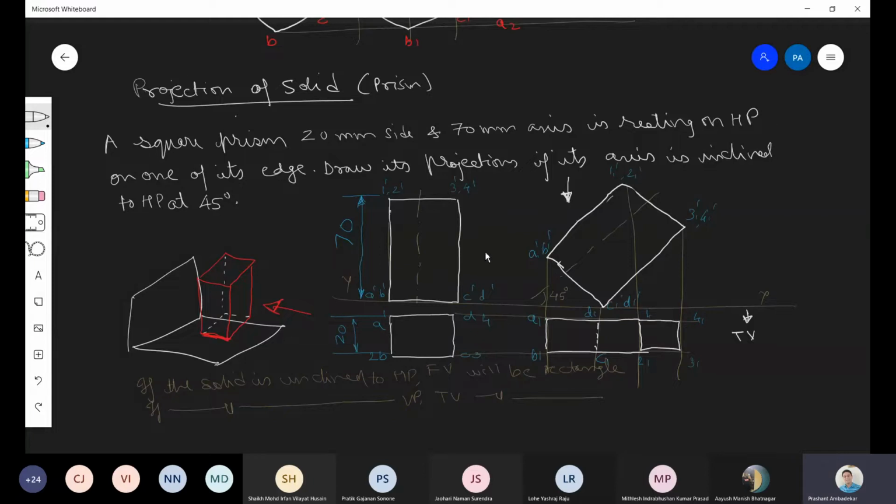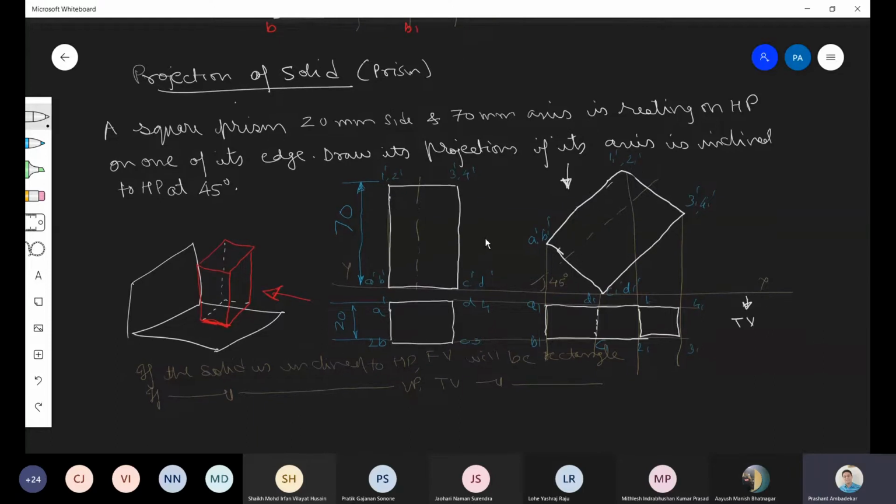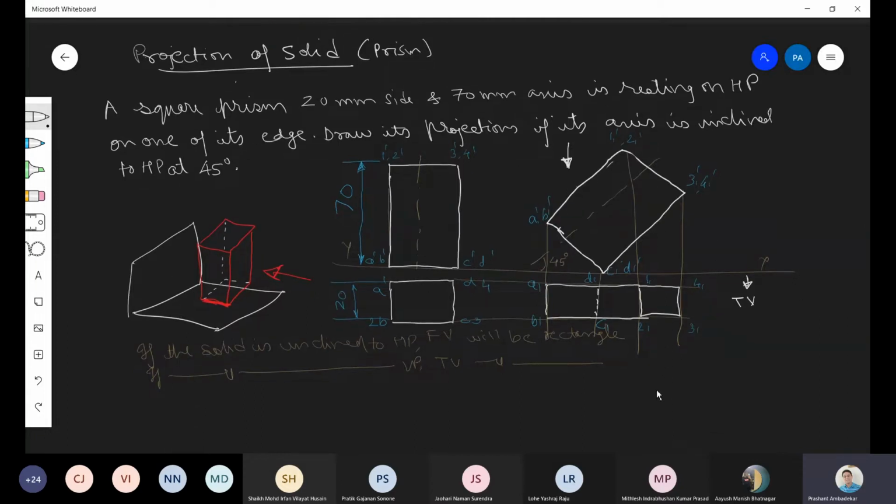Now, whenever we are drawing the projections, we first have to determine whether it is inclined to HP or inclined to VP. This is inclined to HP, so first we have to consider it perpendicular to HP. I am writing it here.